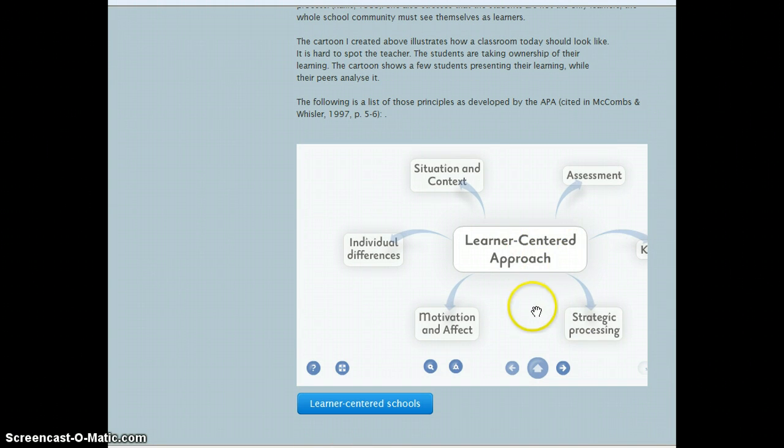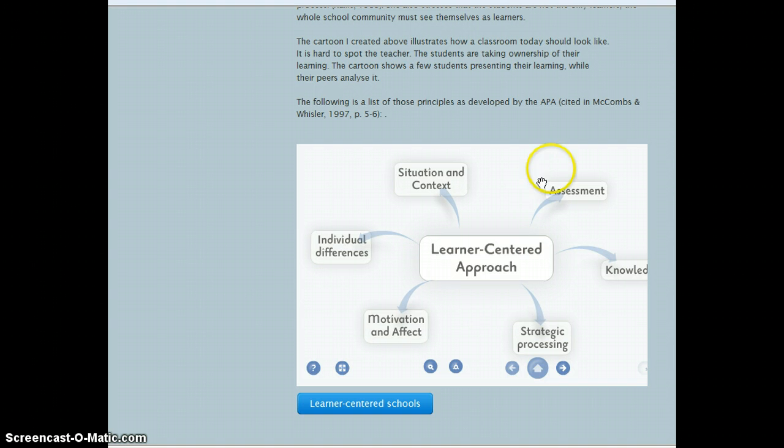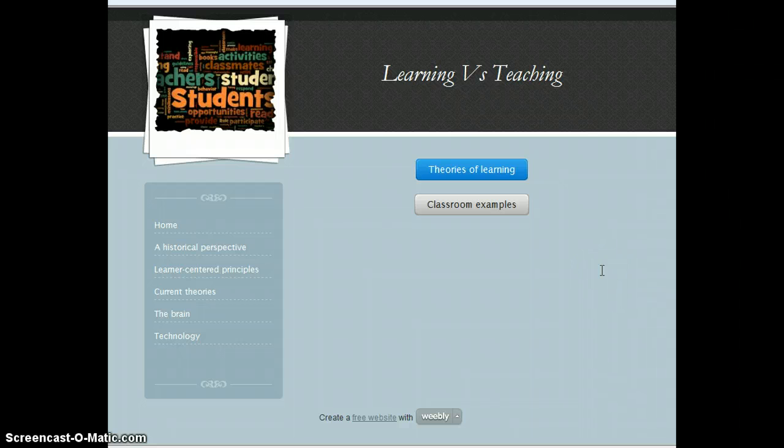I've spoken about the learner-centered approach and how we look at it through the eyes of assessment, situation, and context, and various other tools. If you click on one of them, you can see a little more detail about these topics. Many people have come up with theories of learning: Edward de Bono, Howard Gardner, Vygotsky. So it's really important that educators get to know some of these theories. Here I've given an example of how I use some of these theories in my classroom.